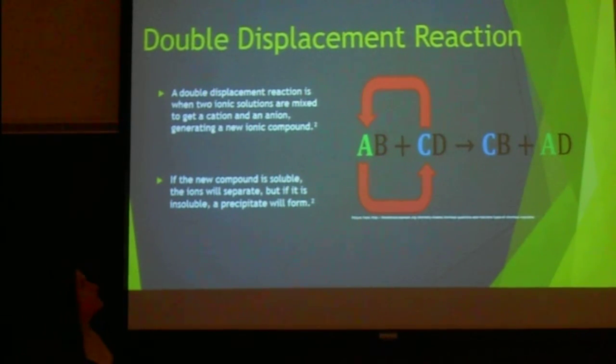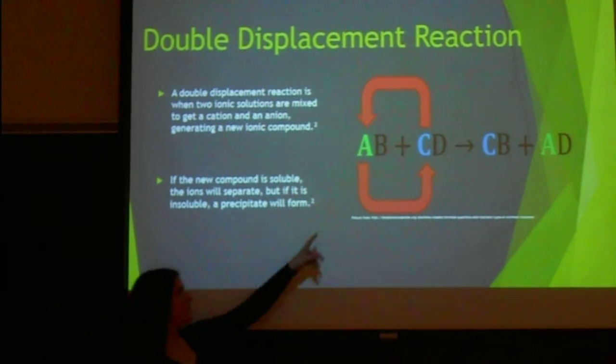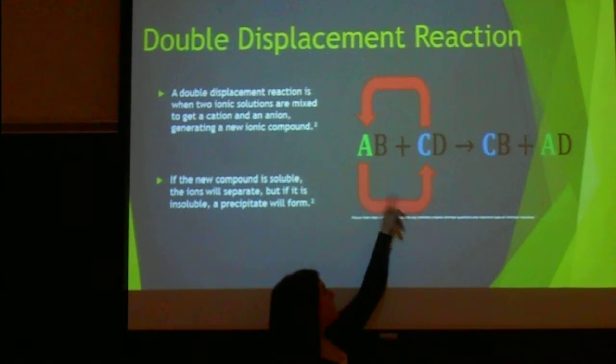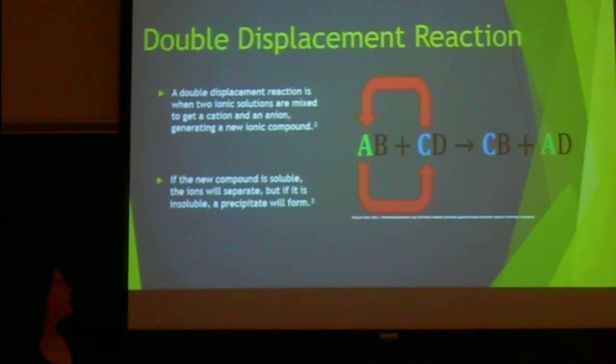The double displacement reaction is when two ionic solutions are mixed to get a cation and an anion, generating a new ionic compound. And over here you can see A and B are switched to make CB and AD instead of AB and CD. If the new compound is soluble, the ions will separate, but if it is insoluble, it will precipitate to form a solid.